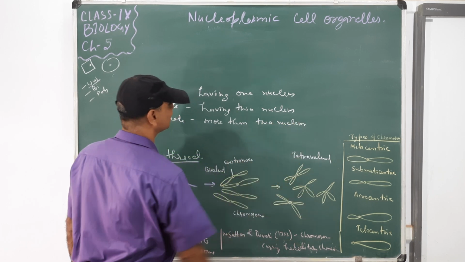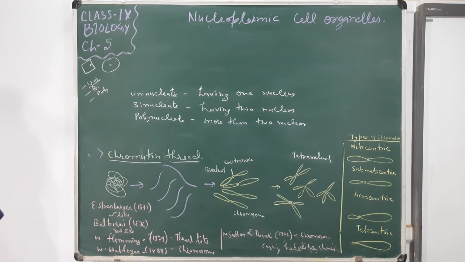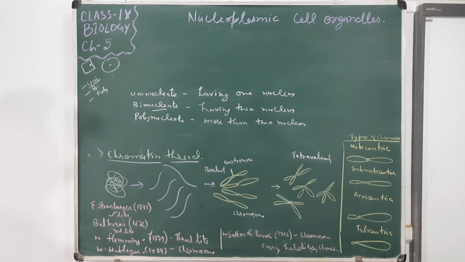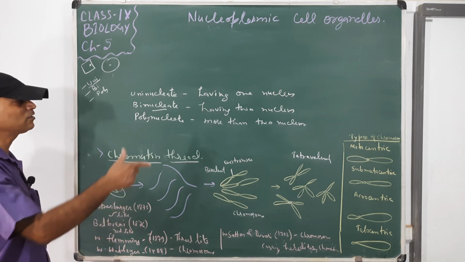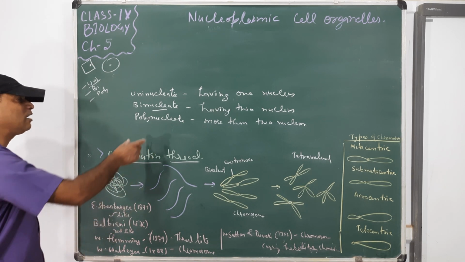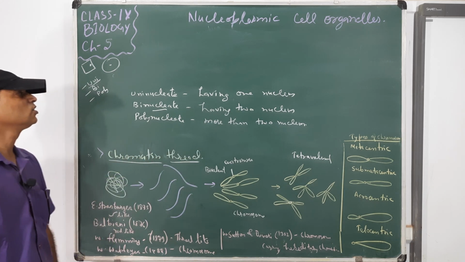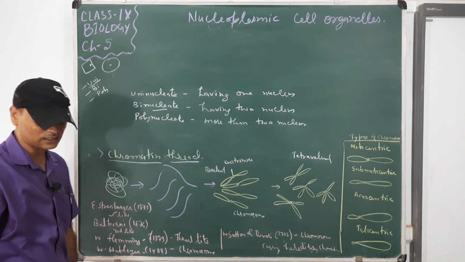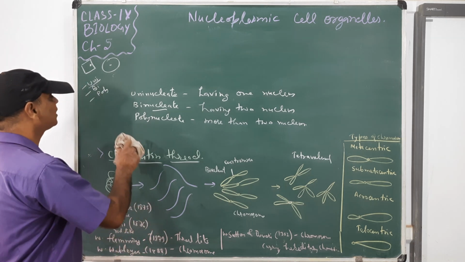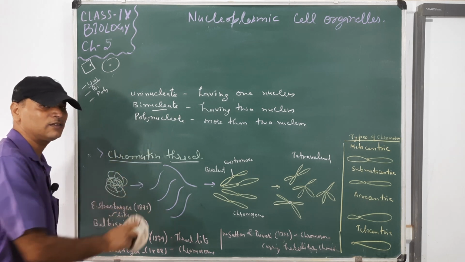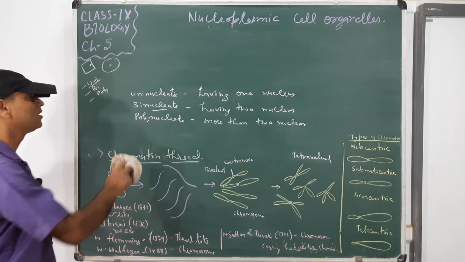So a general cell has one nucleus, and the cell present in the heart, that is the cardiac muscle cell, has two nuclei, and some cells, which are exceptional, have more than two nuclei present. So this is the number of nuclei present in the cell: uninucleate, binucleate and polynucleate cells.